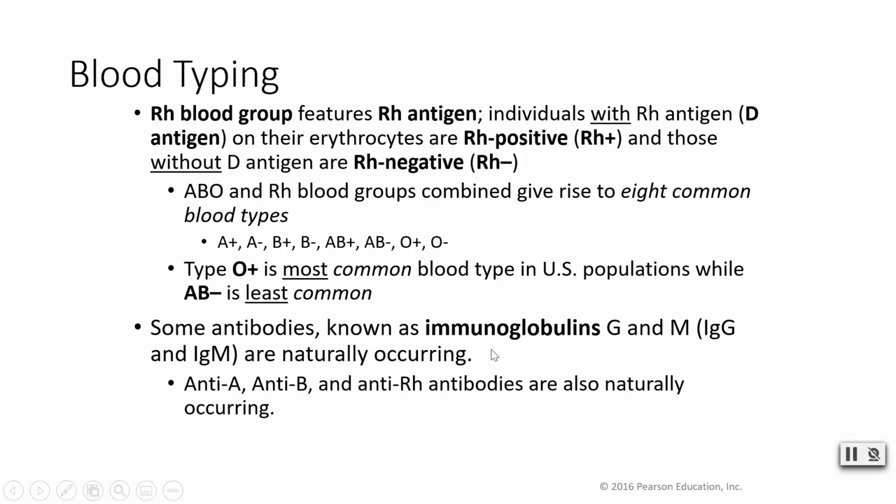Some of the antibodies that you have in your body, we call them immunoglobulins. We have G and M, so IgG and IgM. These are naturally occurring, so you're just kind of born with these, and we'll discuss those a little bit more in the immune system lectures. But your anti-A, your anti-B, your anti-Rhs, these are also naturally occurring. So you're just kind of born knowing which of these are self-antigens and which ones you would need to make antibodies for.